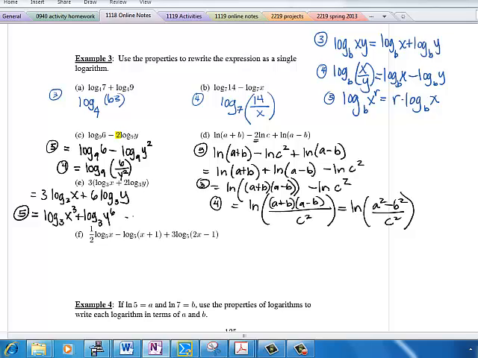And then I'll use property 3 because I have a sum to put those back together as 1. And we're done because now we've got a single logarithm.